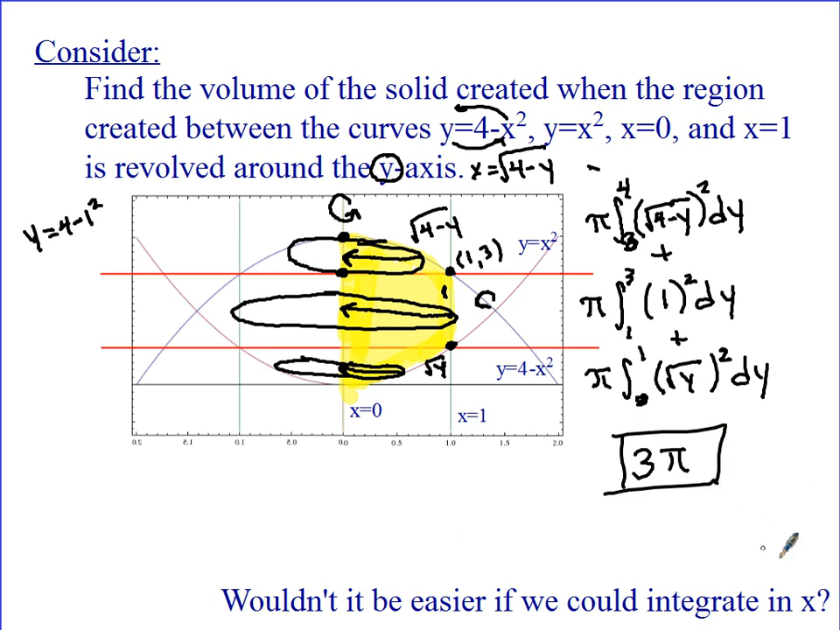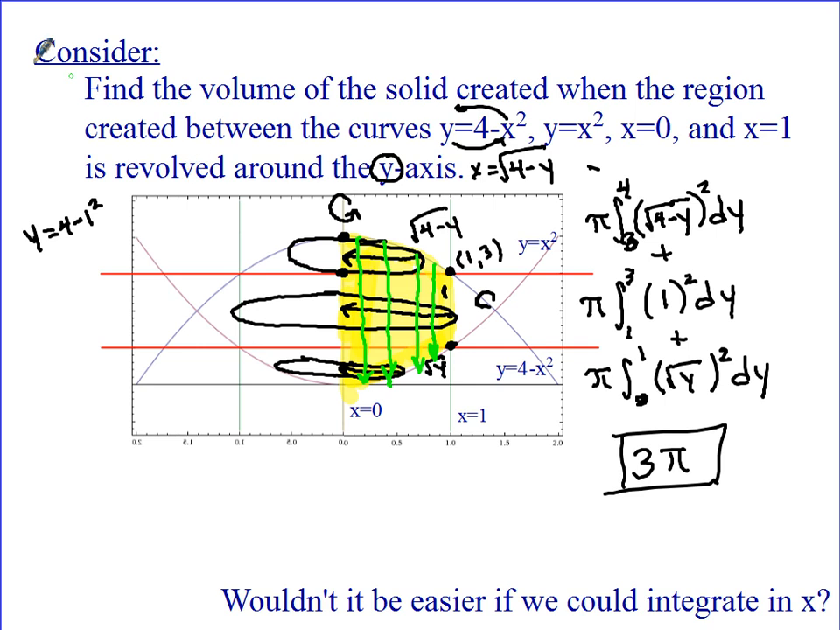But it leads us to the question, wouldn't it be nice if we could integrate this in x? I don't know if you can see this over all the other writing, but look, if I just go from here down, I'm going from 4 minus x squared to x squared. It would be really nice if we could just go from top to bottom instead of trying to go from right to left.